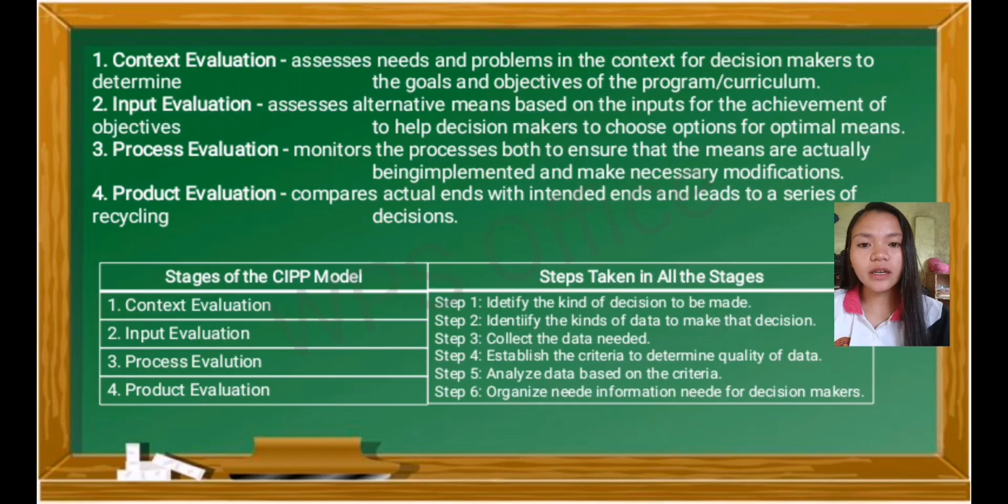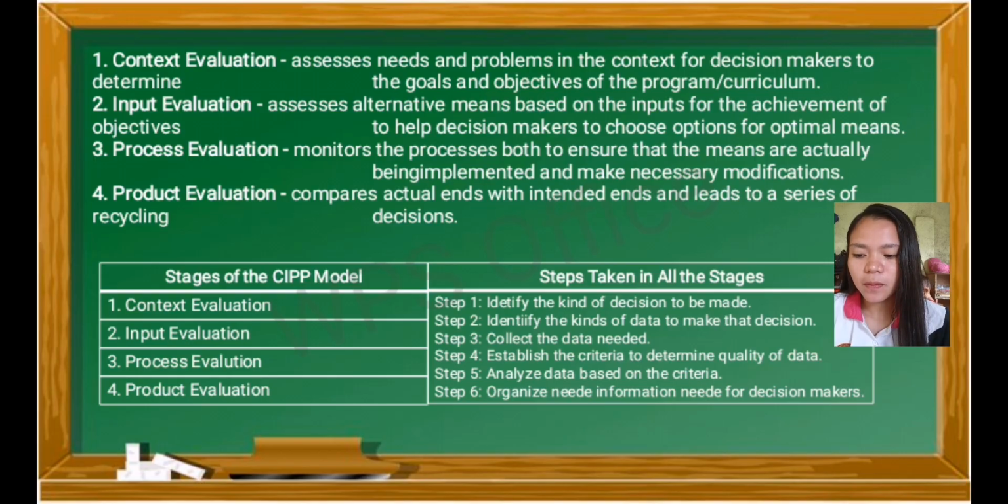So now here are the four stages. Six steps are suggested. The stages of the CIPP model: first is the context evaluation, second is the input evaluation, third is the process evaluation, and the fourth is product evaluation.